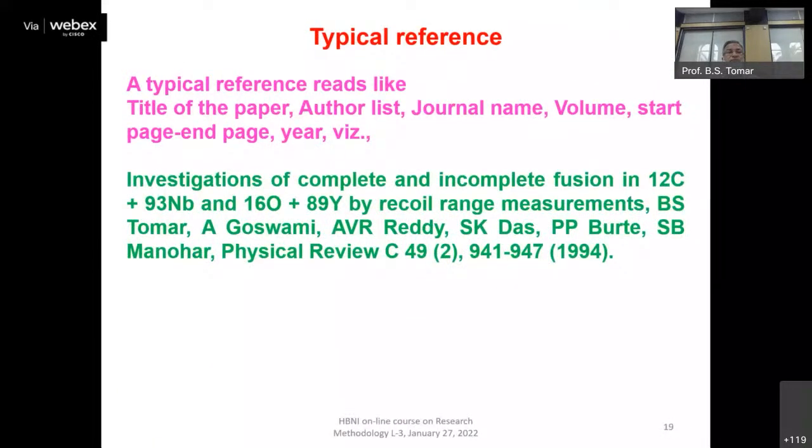When you write a typical reference, you have the author list, title of the paper, journal name, volume, start page, end page, and year. Like this is one of our papers, investigations of complete and incomplete fusion in carbon. So this is the title, then this is the list of authors, the journal, page numbers, and the year. That is how you start learning how to write a reference systematically.